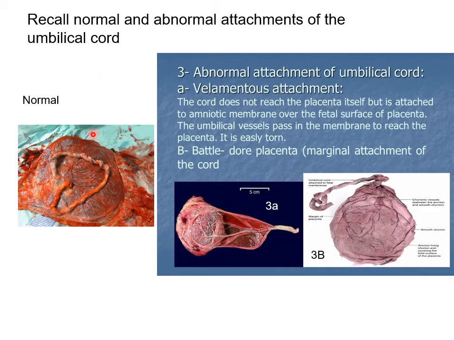And recall, we've already seen the normal attachment of cord when we were doing placenta. So it's eccentric towards one side, to the membranes, right? But sometimes if this umbilical cord is attached only to the membranes, then it's called a filamentous attachment. It does not reach the placenta itself and is only attached to the amniotic membrane on the fetal side, and then it can be easily torn. The other kind is a marginal attachment to the placenta, which is also not good. This is known as battledore placenta, like a badminton racket. Again, it can get torn, or obstruction of blood supply can occur.